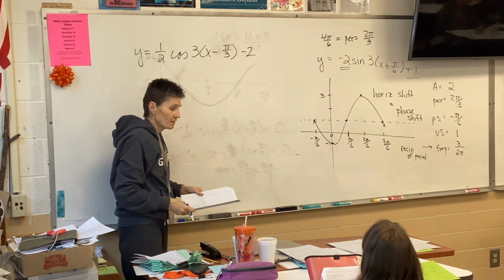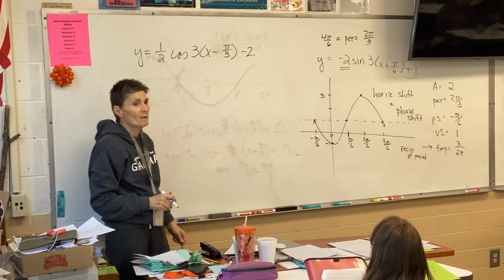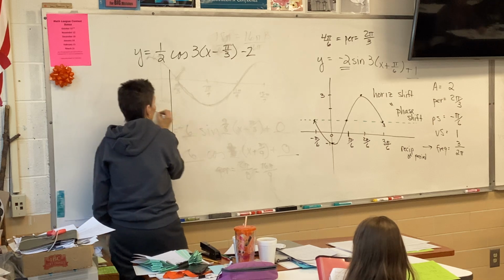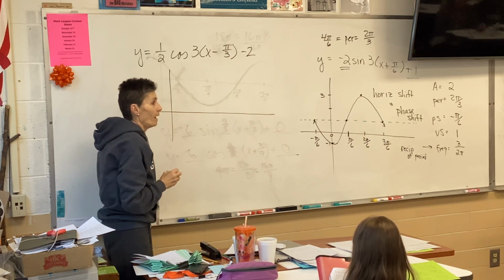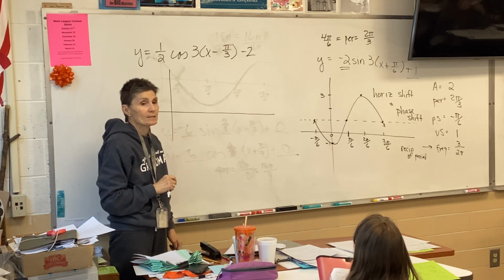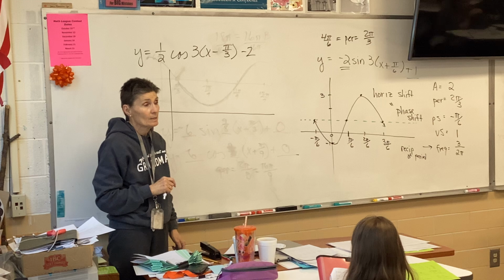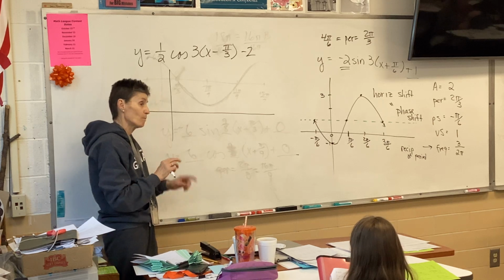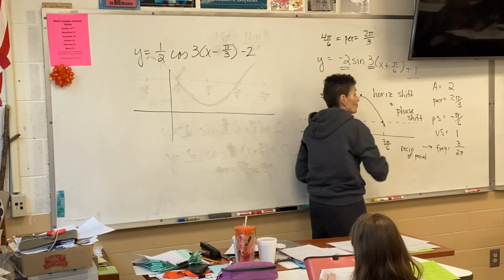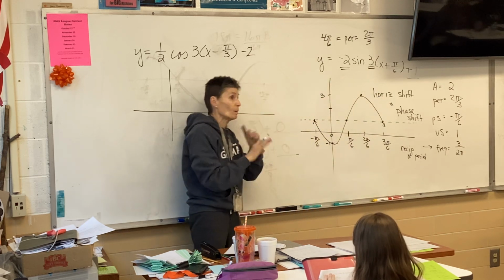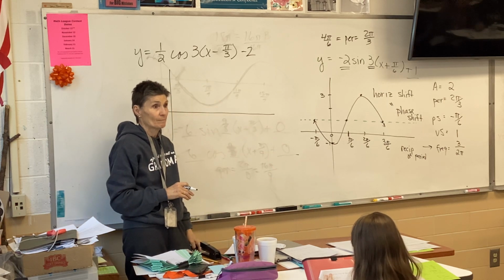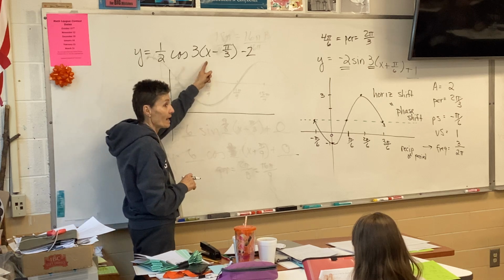Now, new thing in this problem, take a look at what's written on the paper and what I wrote on the board. What did I do? I took the 3 out. In other words, I factored it out. Before you start, you must factor out your number. Whatever the number is, it has to come out of the parentheses. The parentheses must be x, whatever.